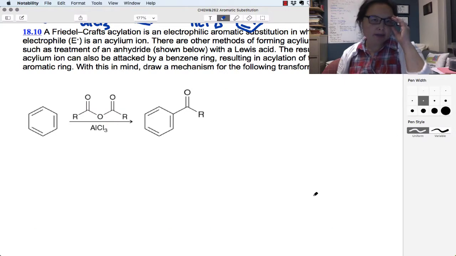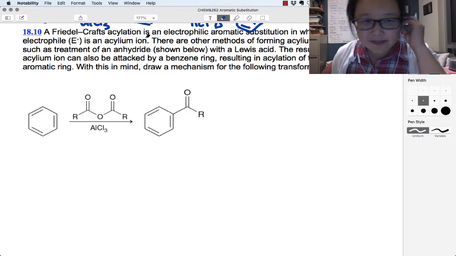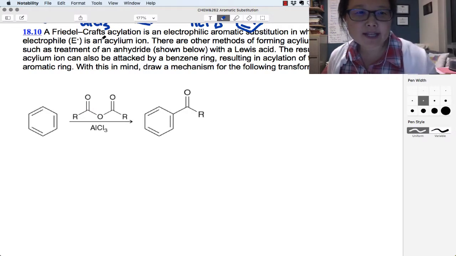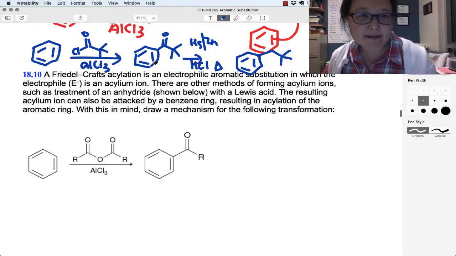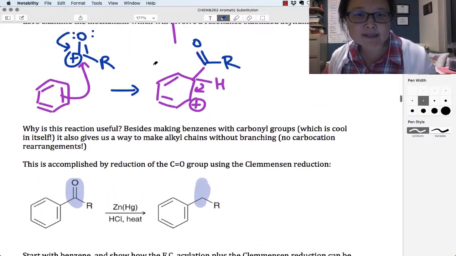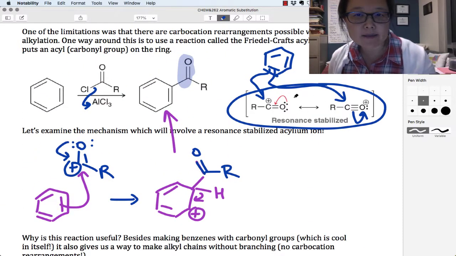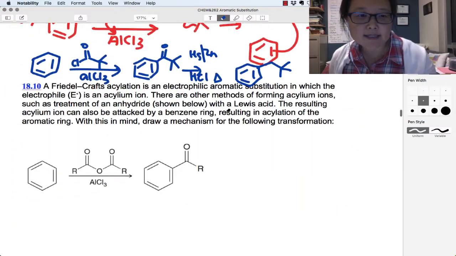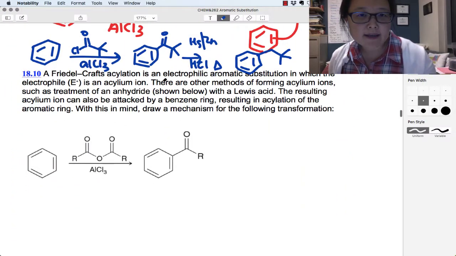And then here's a lot of text here, so it probably looks a little scary, but let's read through it. It's probably not that hard. Friedel-Crafts acylation is electrophilic aromatic substitution, and your electrophile is an acylium ion. Acylium ion, what they mean is it's this group right here. Okay, so it's that carbonyl group, the carbon. There are other methods of forming that, just like using anhydride right here. The resulting ion can be attacked by the benzene ring, and you end up with this.